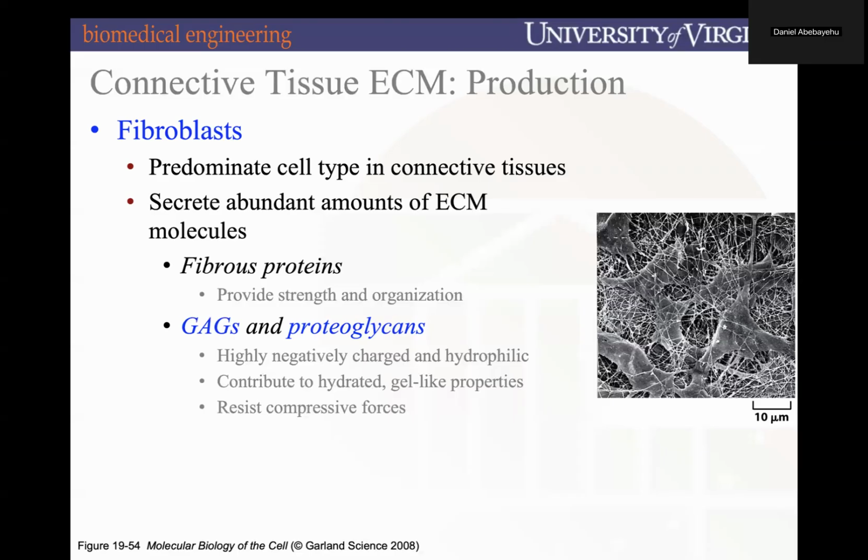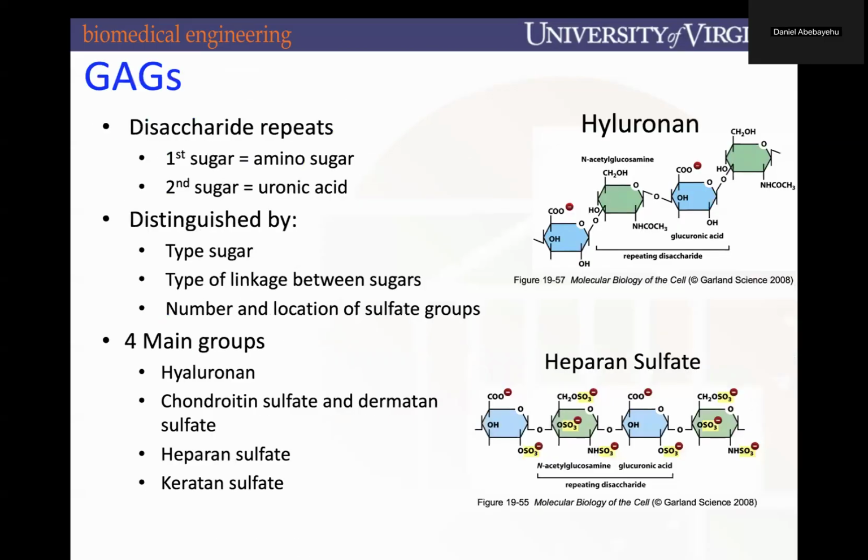A key thing to note that we're going to spend some time talking about is some of the properties of GAGs and proteoglycans and how their qualities contribute to tissue properties. So again, GAGs, glycosaminoglycans, are these disaccharide, two-sugar repeating units. The first sugar is going to be some sort of amino sugar followed by a uronic acid sugar. And you can see in hyaluronan what those repeating sugar units look like: N-acetylglucosamine and then glucuronic acid.